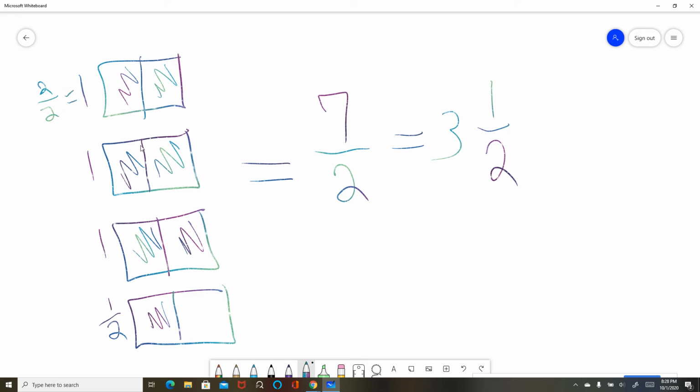7 halves, 1, 2, 3, 4, 5, 6, 7, same thing as 3 wholes and 1 half. 1 whole, 2 wholes, 3 wholes, and 1 half. Okay, if you got those right, good job.